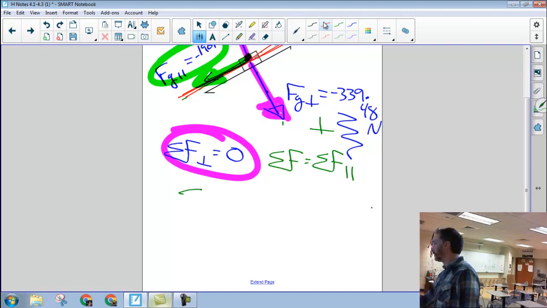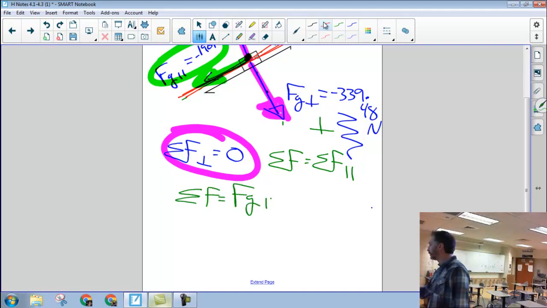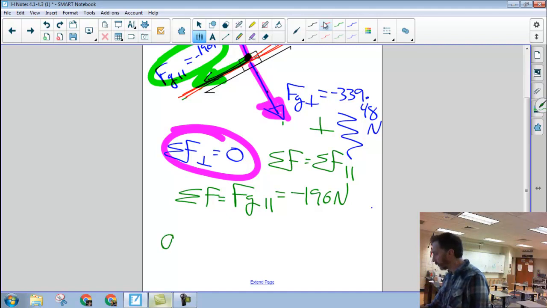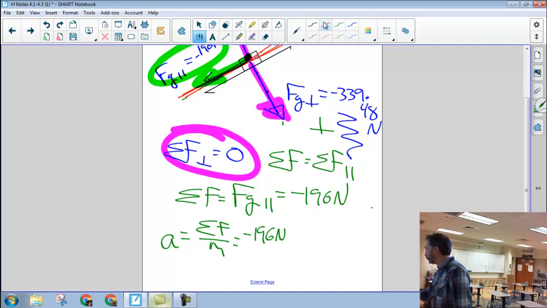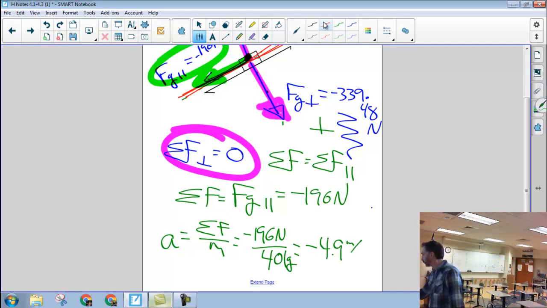So, let's see. Our net force here is, oh, well, it's just Fg parallel, right? Which is negative 196 newtons. Oh, so now I can find my acceleration. Acceleration is net force over mass, negative 196 newtons divided by 40 kilograms. Divide this out, and you get negative 4.9 meters per second squared.